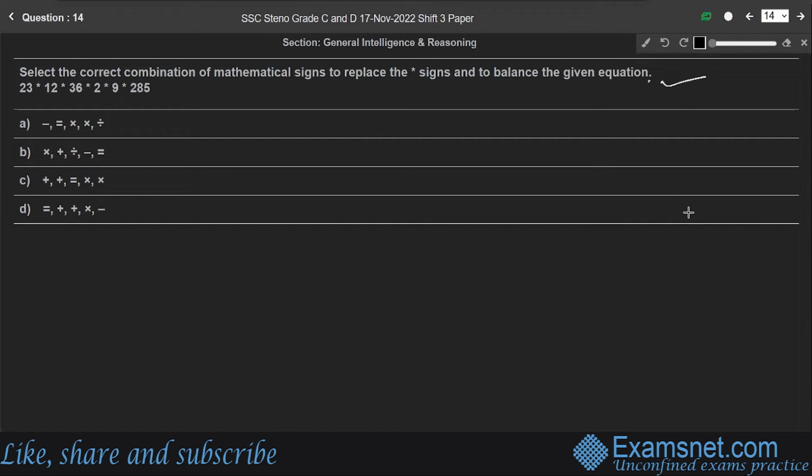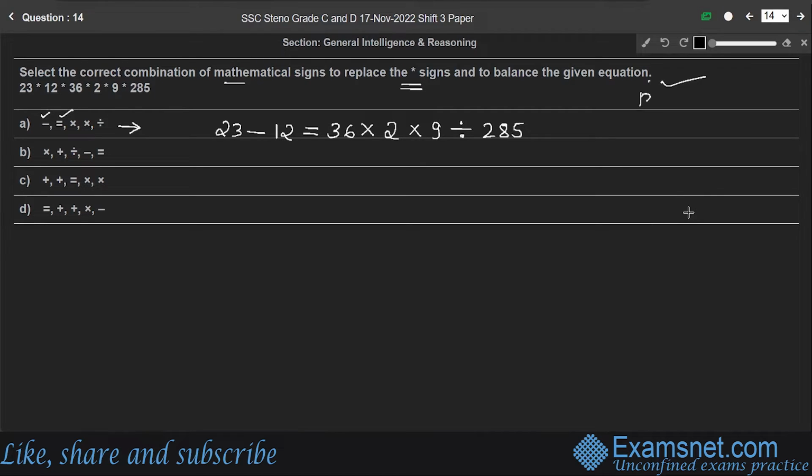Question number 14. Select the correct combination of mathematical signs to replace the asterisk signs and to balance the given equation. The given equation is 23 asterisk 12. Replace the first asterisk with the negative sign, that means the subtraction sign according to option A, so it becomes 23 minus 12. The second asterisk should be replaced with the equality sign, equal to 36 asterisk 2 asterisk 9. The last asterisk should be replaced with the division sign, divided by 285.